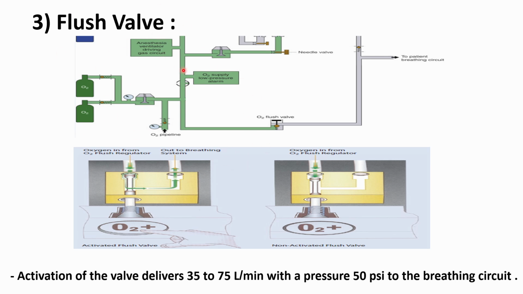We know that the circuit inside the anesthesia machine is high at 45 psi and low here at the 14 psi pressure of oxygen. Okay.